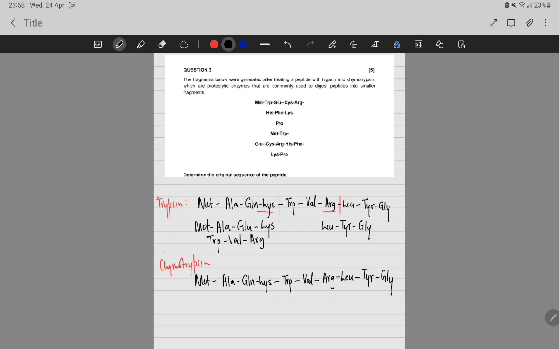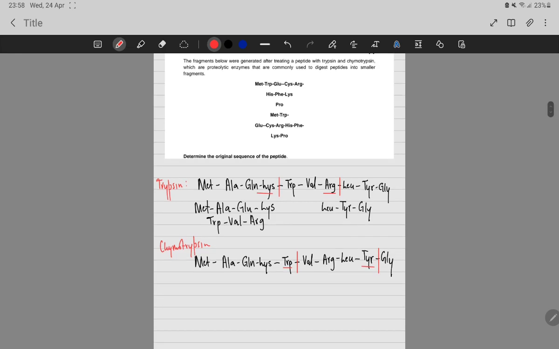Okay, now let us look at chymotrypsin. With chymotrypsin, you want to look for your aromatic side chains. So you're going to look at your tyrosine, you're going to look at your phenylalanine, you're also going to look at your tryptophan. So I have tryptophan right there, and then I also have tyrosine right there, right? So the next step, it is to cut the peptide bond.